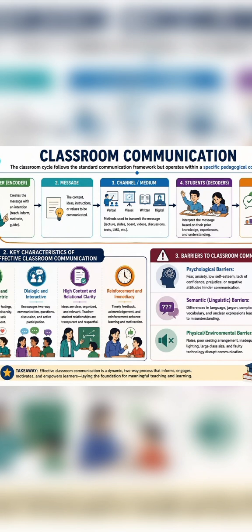In conclusion, effective classroom communication is a dynamic, two-way process that informs, engages, motivates, and empowers learners. It lays the absolute foundation for meaningful teaching and learning.